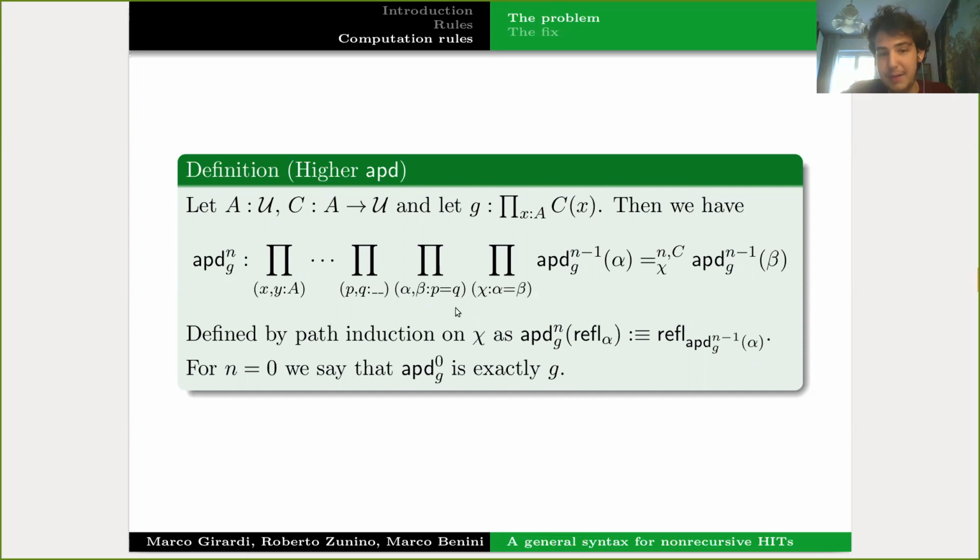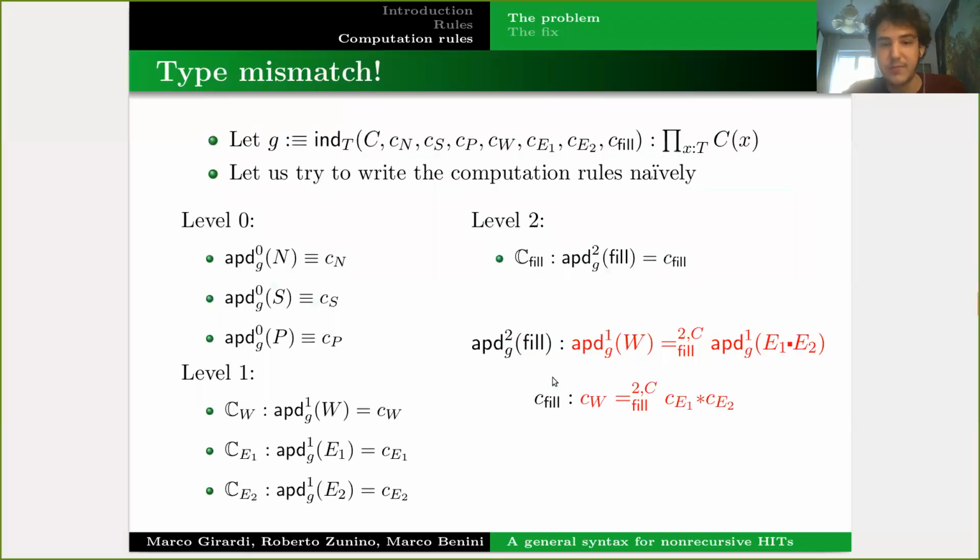This is easy to do by path induction on the n-path chi here, and basically the output of APDn g applied to chi is a pathover at level n that lies over chi, where the endpoints are the previous level APD of the endpoints of chi. At level 0, we define APD 0 g to be exactly g. In fact, APD 1 g becomes exactly the APD we have in the HoTT book.